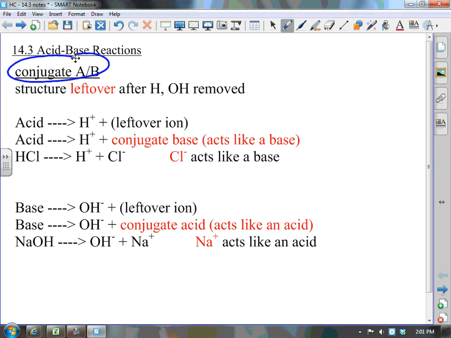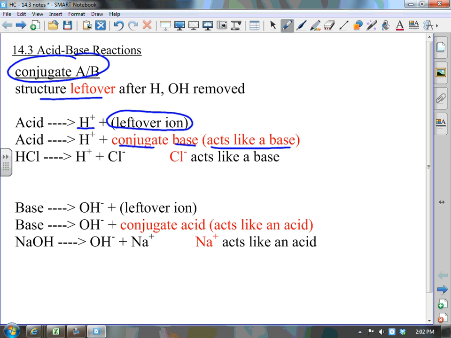It's real simple. The conjugate piece is the structure that's left over after a hydrogen or a hydroxide has left that acid or base. And that's it. Just that leftover piece. If we're talking about an acid, when the acid dissociates, the hydrogen is going to break off, and there's going to be that leftover piece. That leftover piece we call a conjugate base, because it is going to act like a base.